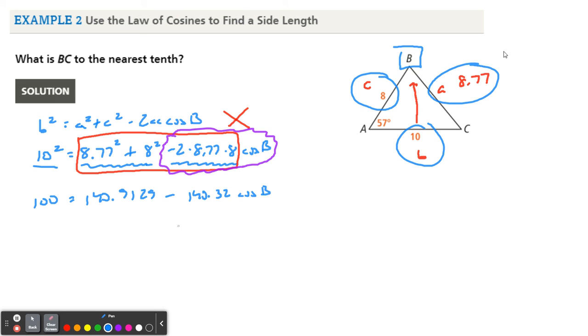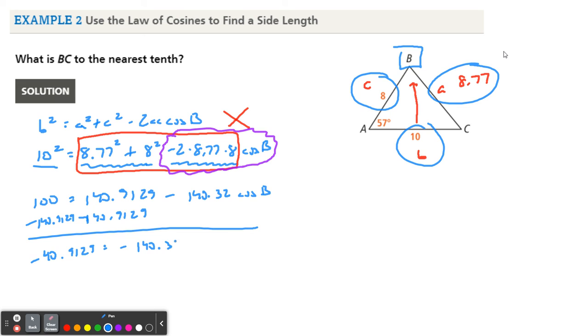Cosine of B. So now I'm going to move the 140.9129 to the left-hand side. So subtract 140.9129. So 100 minus 140.9129 is negative 40.9129. That equals negative 140.32 cosine of B. And then I need to divide by negative 140.32. And I'm not going to do that. I'm just going to know that the negatives will cancel.